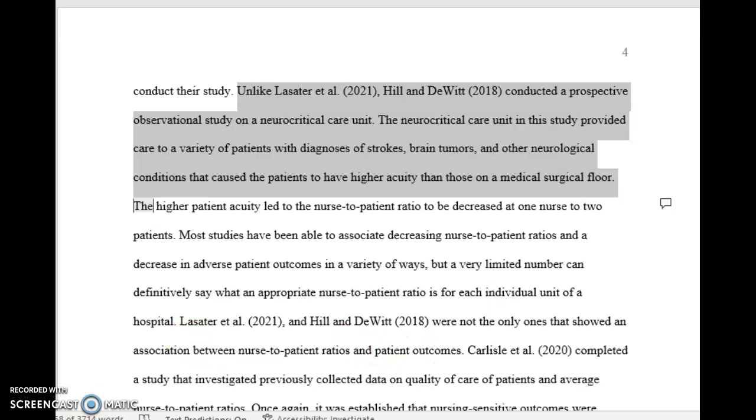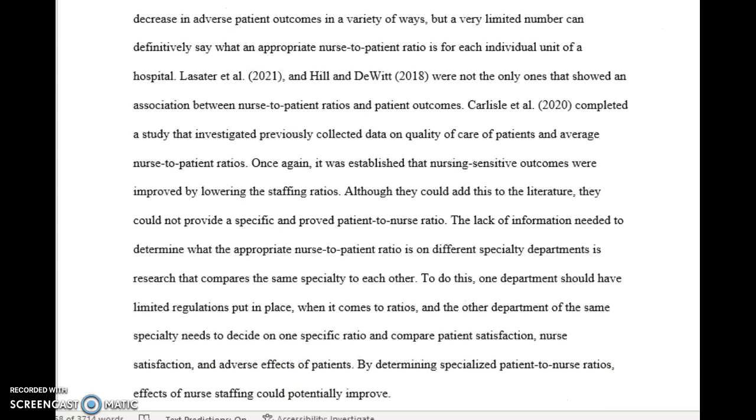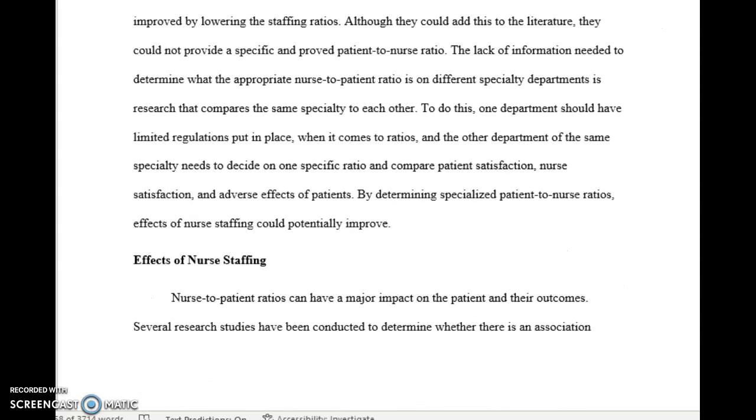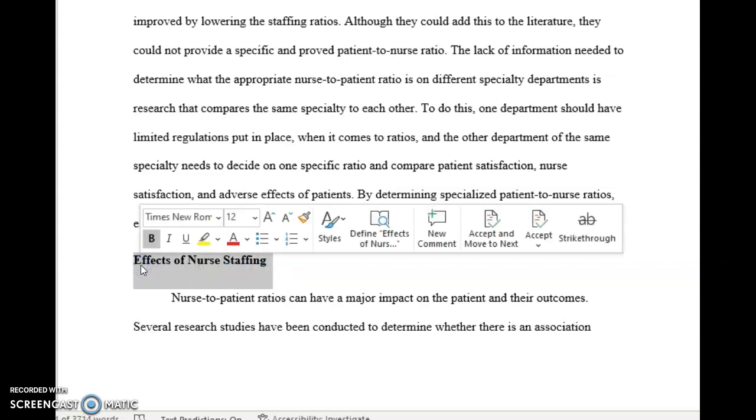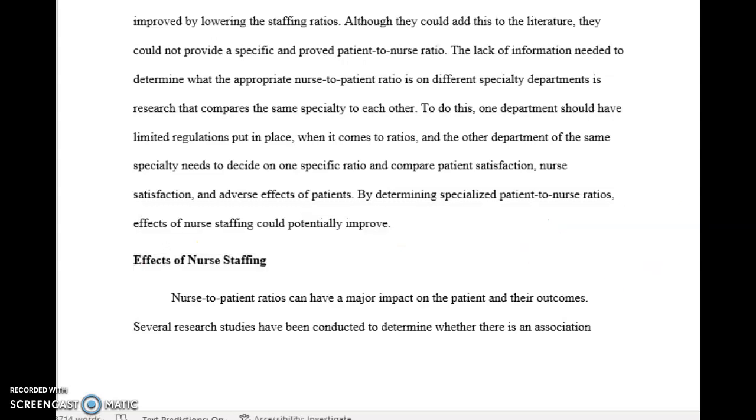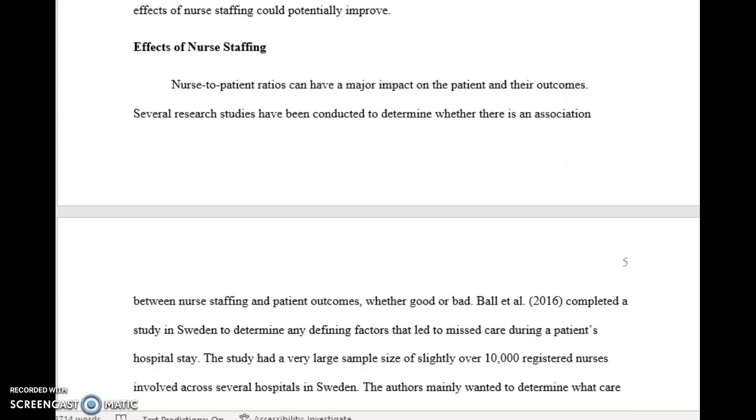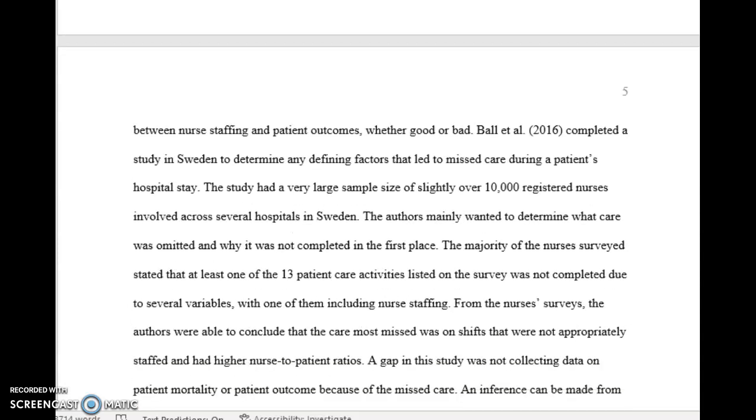Okay. So let's go ahead and move down. So that was the first topic area, and we have our second topic area here, which is effects of nurse staffing. Again, we are going to use a level 2 heading, and that heading will be flushed left and bolded. And you can see where with this literature review, we start out with a summary, and then we move into a synthesis or a comparison and a contrast across the articles.